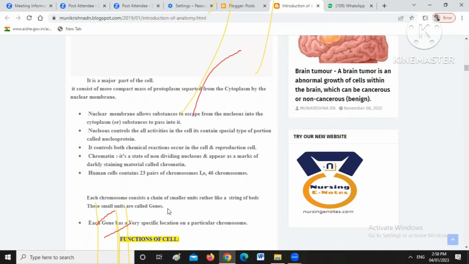Okay. So in that, how we will calculate allosomes and autosomes? 22 pairs of chromosomes are autosomes, plus one pair, total 23. Okay, 23 pairs, that is 46 chromosomes. In that, 44 are autosomes and 2 are allosomes. Okay, total we call it as 46 chromosomes.